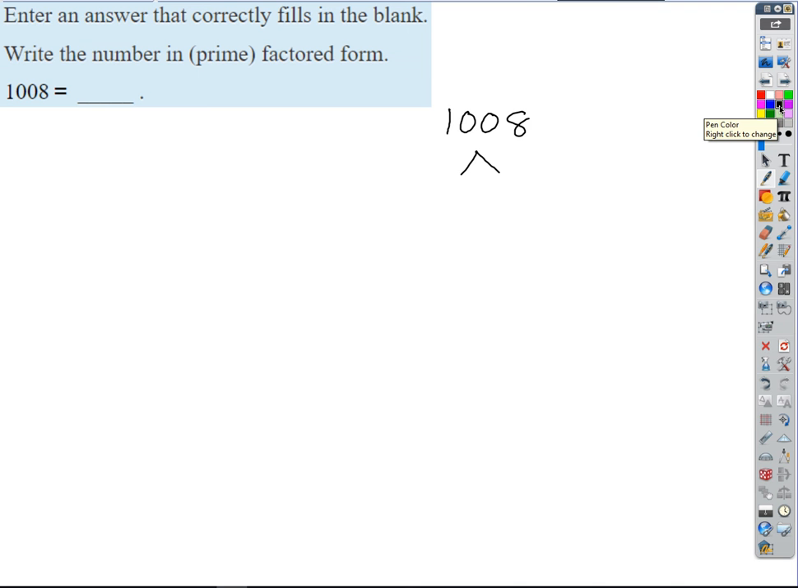Help us out here, somebody. What are two numbers that multiply to 1,008? Emily, what do you get? 2 times 504. Good. Now you know it's even, so guarantee 2 goes into it. How about 504?